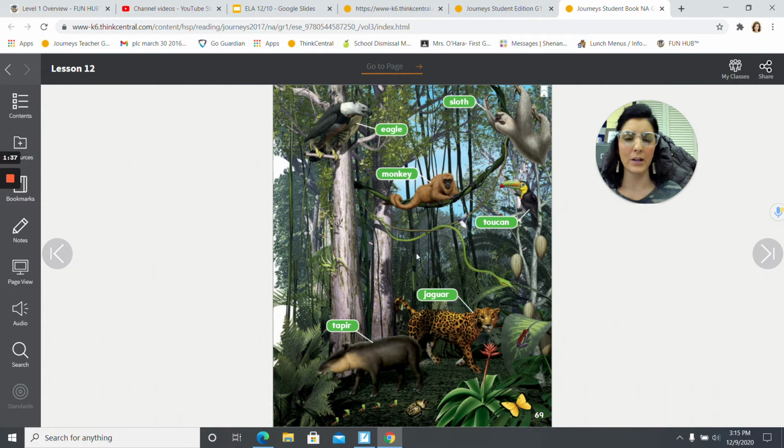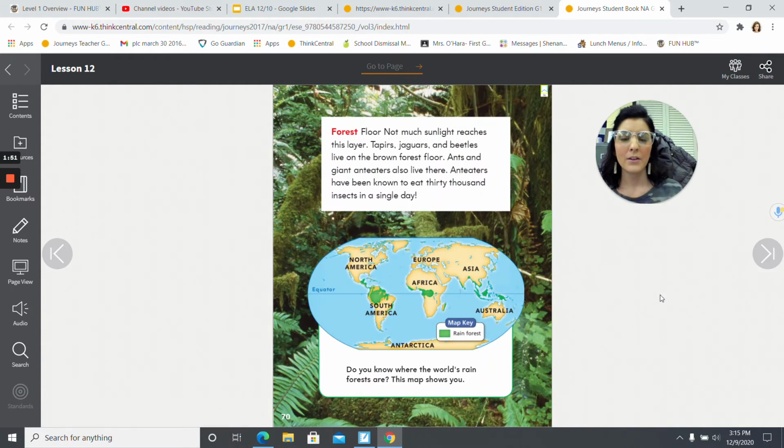Okay, and then here's our picture. It's labeling all the animals. So here's our eagle. We have a sloth. We have the monkey. We have a toucan, jaguar, and a tapir. The forest floor. Not much sunlight reaches this layer. Tapirs, jaguars, and beetles live on the brown forest floor. Ants and giant anteaters also live there. Anteaters have been known to eat 30,000 insects in a single day.